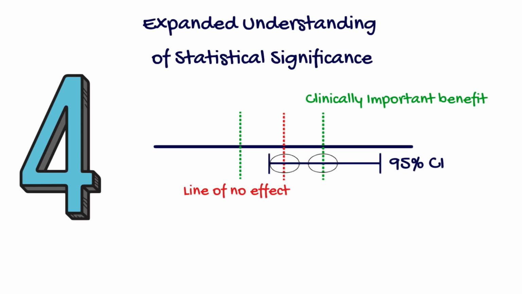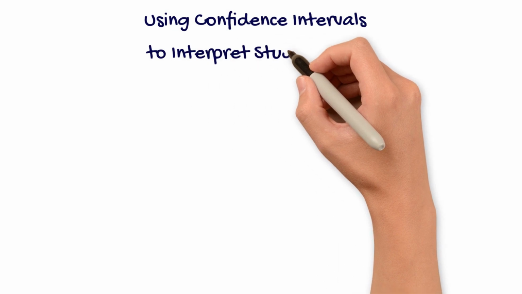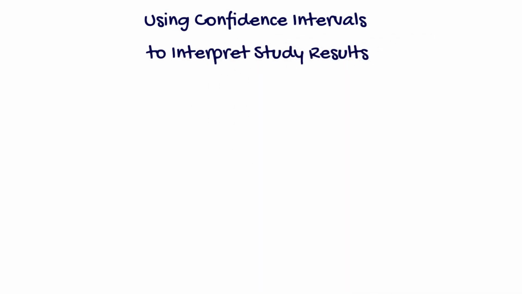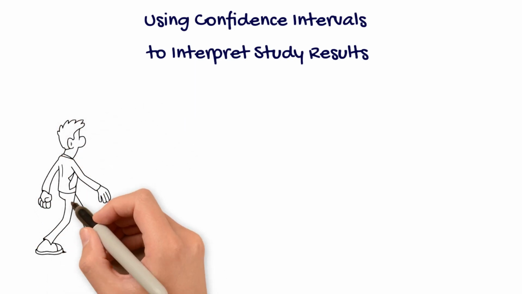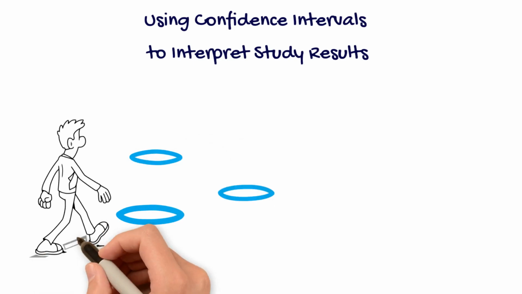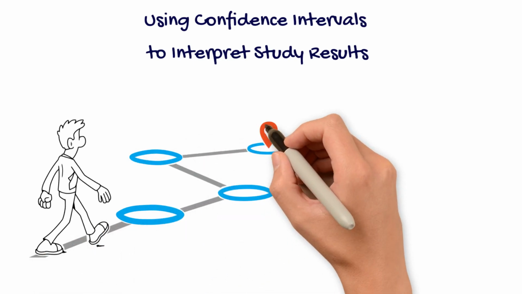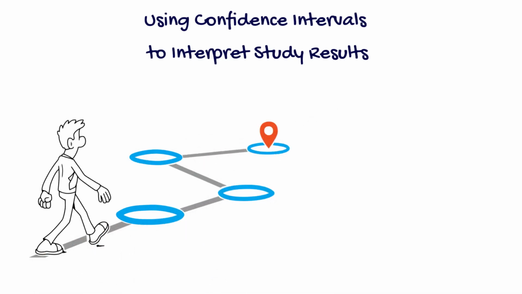In summary, when interpreting an effect estimate from a clinical study, it is important to contextualize the finding with a measure of certainty or precision. Ideally, this information should come from confidence intervals. Confidence intervals can play an important role in informing clinical decision-making.